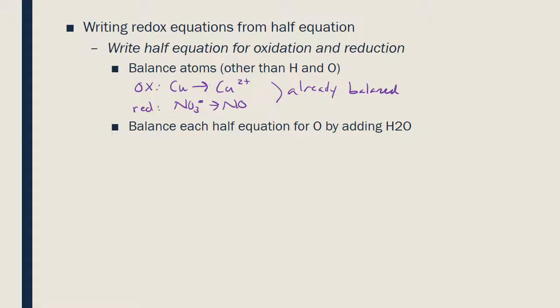Then we want to balance each half reaction for oxygen by adding H2O to the side that needs the oxygen. So our oxidation reaction doesn't need any oxygens because it's just copper. So for our reduction, we have NO3 minus, so we have 3 oxygens on our reactant side. We have 1 oxygen on our product side. That means we need to add water to our product side. So we're going to add 2 waters so that we have 1 plus 2 equals 3. So now we have 3 oxygens on both sides.